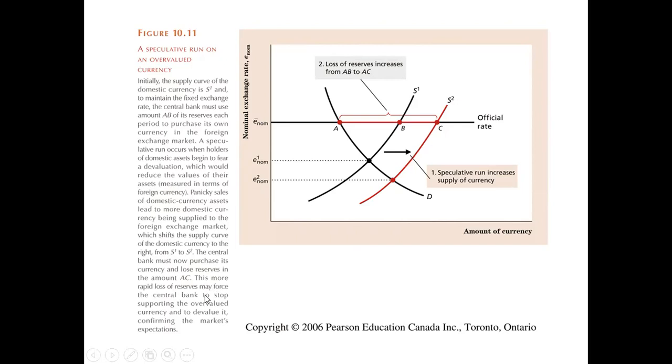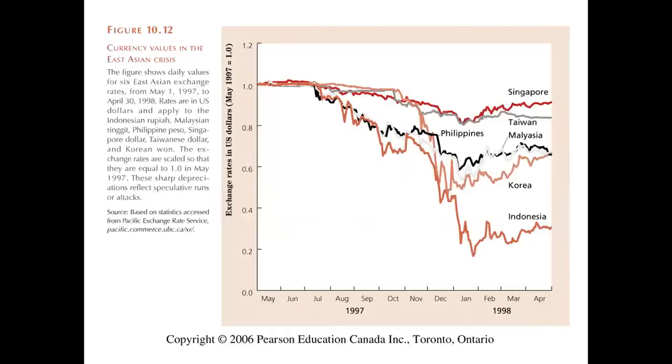This more rapid loss of reserves, as being shown here, may force the central bank to stop supporting the overvalued currency and to devalue it. This is really true. So we can see that it went down. It is the fundamental value of our currencies, confirming the market's expectations. So the market would expect that the values would decrease further. Therefore, that happens because of the situation of speculative run.